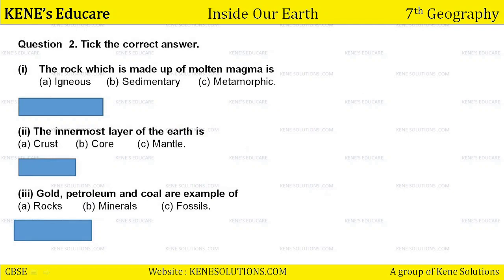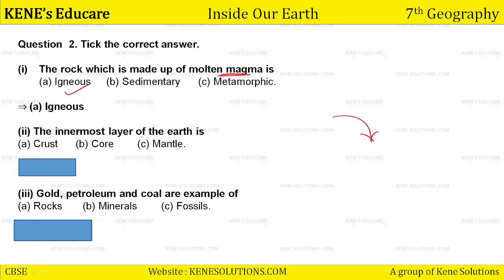Tick the correct answer. यहाँ पे हर statement के 3 options हैं. You have to choose the one correct option. First part is the rock which is made up of molten magma is. Molten magma से बने हुए rock को क्या कहते हैं? Igneous rock.